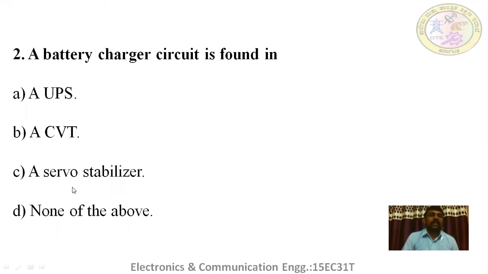The second one is, a battery charger circuit is found in where? The battery charger circuit may consist of rectifier and filters. Is it available in UPS, CVT, servo stabilizer, or none of the above? We know that a battery charger circuit is available in UPS. Option A is the right answer.